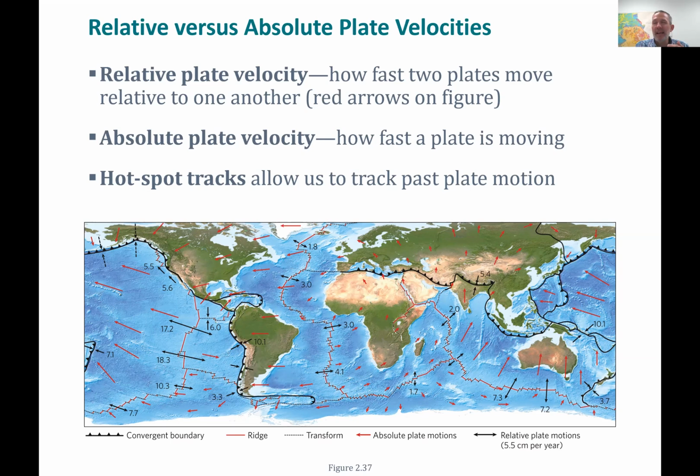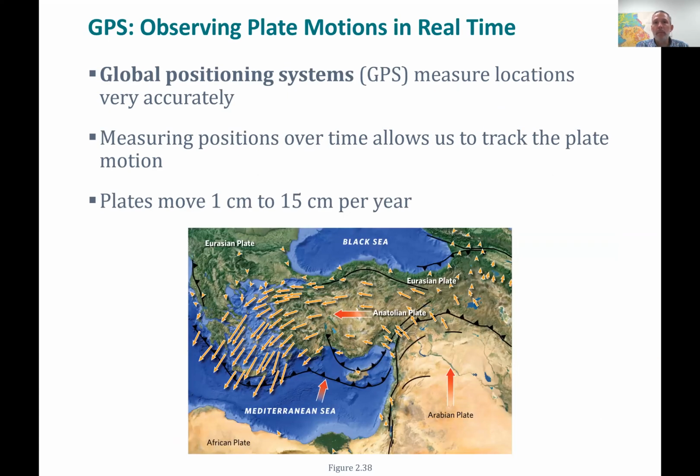Anytime that we have a distance and a time, we can calculate a rate. And as it turns out, these rates are all very, very consistent. I mentioned the GPS. The average plate speed varies from 1 centimeter per year to 15 centimeters per year, which means that there are some areas that are moving faster than others, which means that pressure is going to build up.